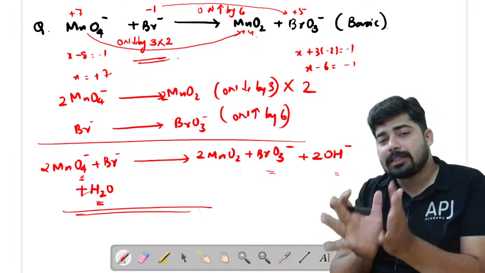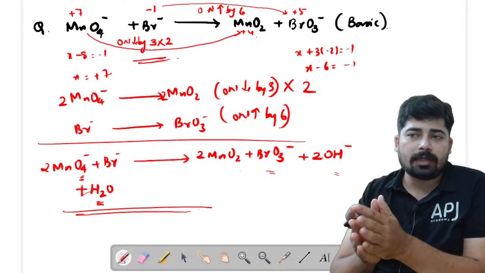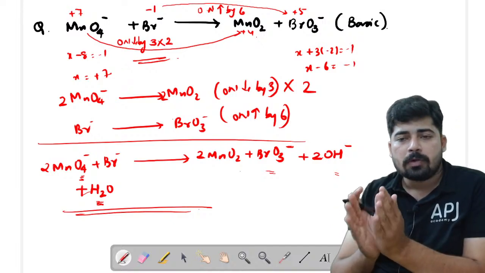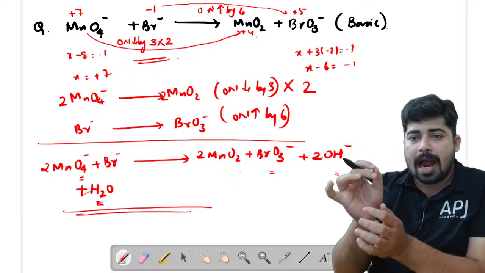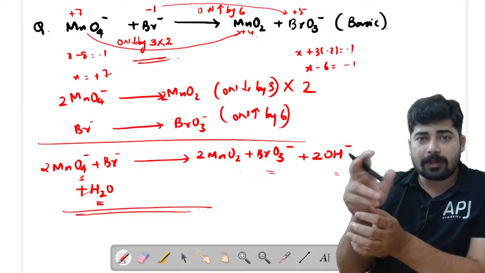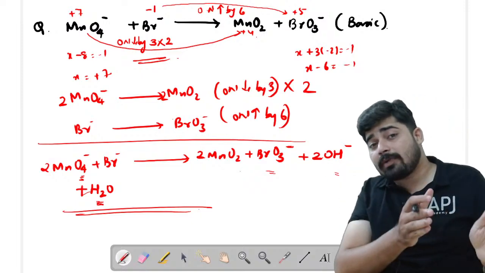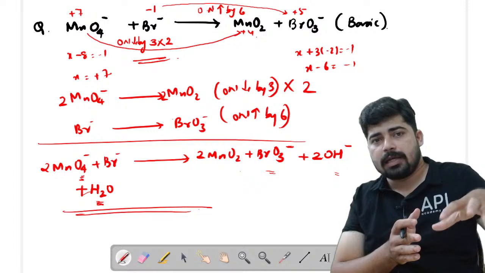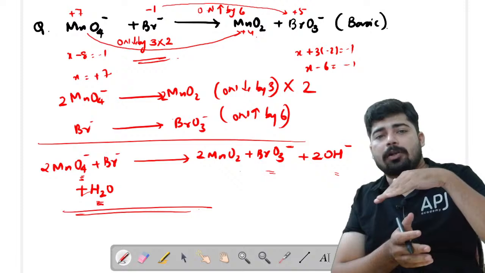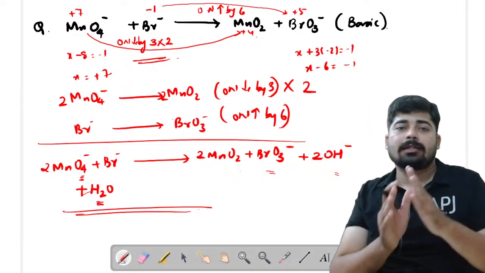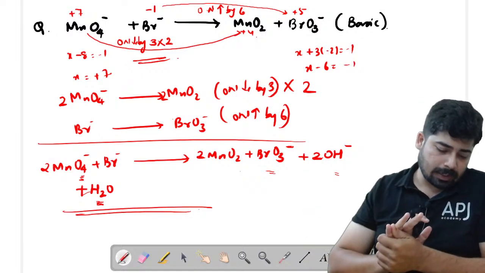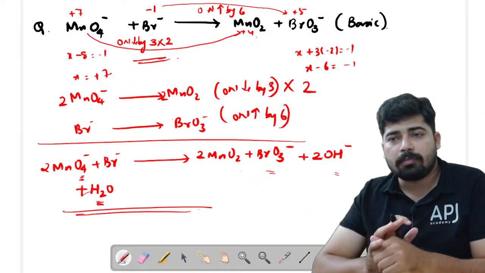So when it is in basic medium, only one thing you have to remember. If you are doing it in basic medium for the oxidation half reactions, you have to add the water molecules corresponding to the difference in number of oxygen atoms at the side where oxygen atom is more. You add water there, then on the opposite side you balance hydrogen by using OH minus, then automatically oxygen and hydrogen will come to balance. That's what you have to remember.